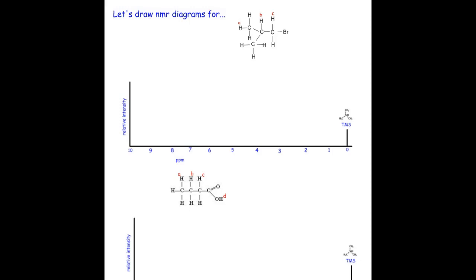We know approximately the area under the curve. Well, we don't really know the area under the curve, but we know the relative ratio. And we're going to kind of sketch that. And we know approximately their chemical shift in ppm, and we know their splitting. So let's take a look at these.